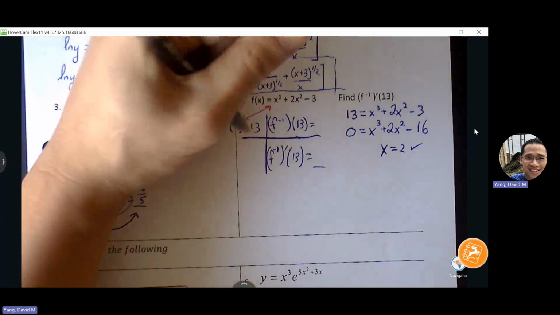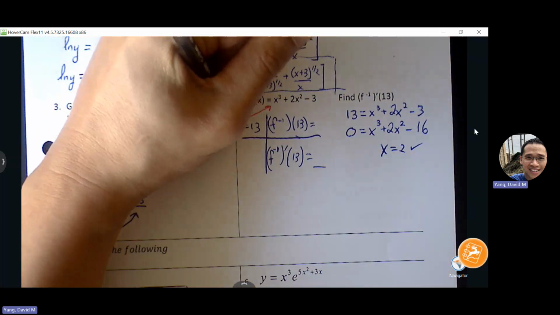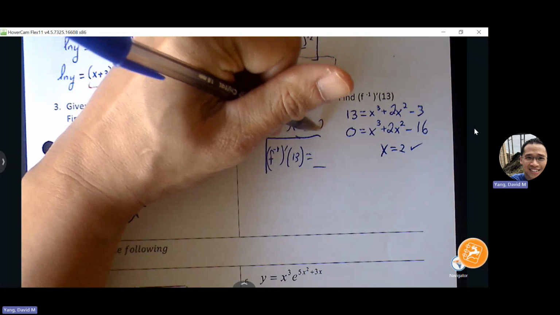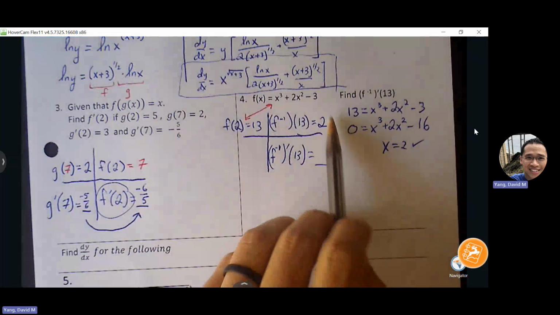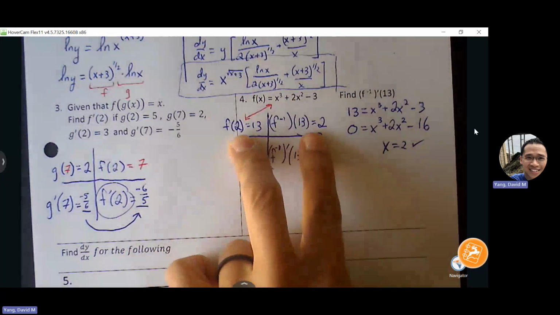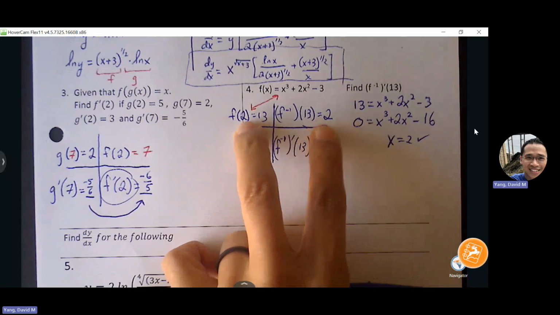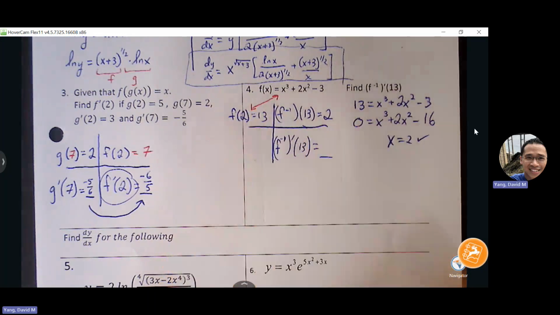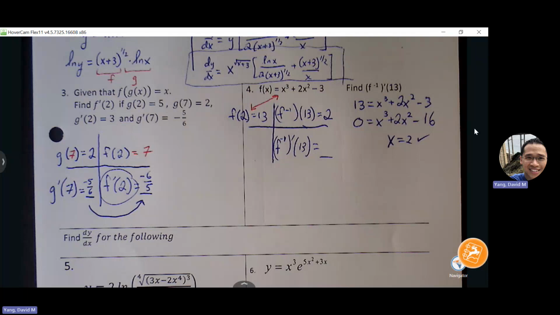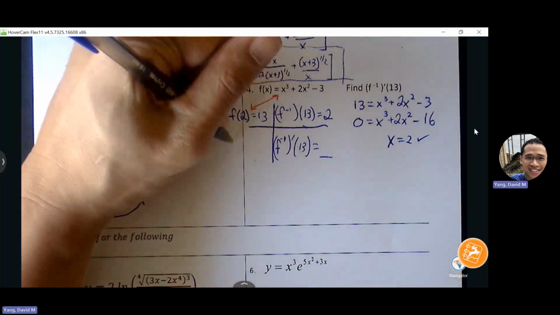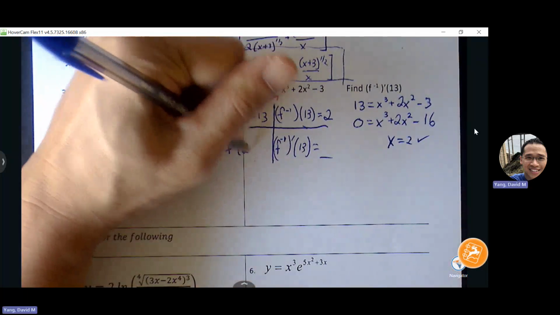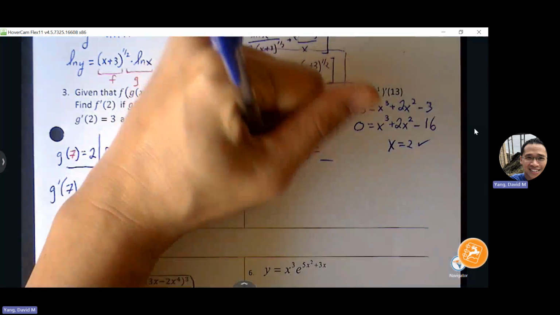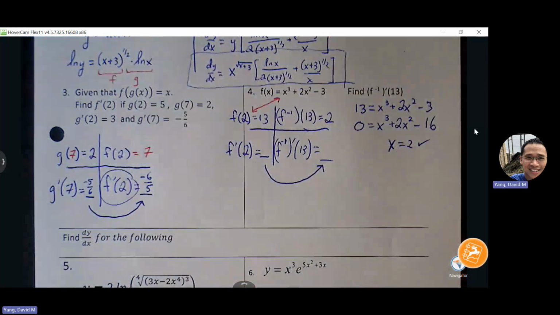So if I know my ordered pair is 2, I know on the inverse side there must be an ordered pair (13, 2). I really don't need this information. I just like to see that relationally my ordered pairs will show that relationship. And now if I can find f prime of 2, then the slope on the f graph will lead me to the slope of the inverse at 13.